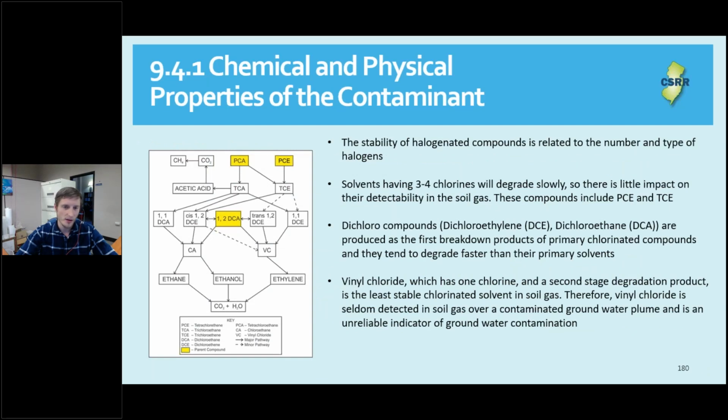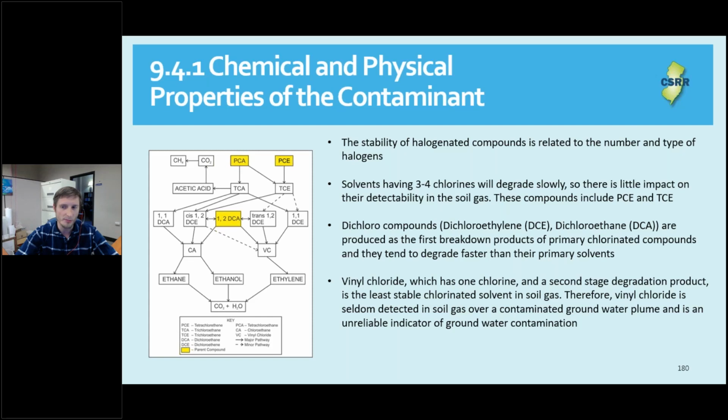This slide I'll be talking about chlorinateds. The image on the left shows the breakdown products of the various stages of chlorinated compounds. So PCA, PCE, and TCE break down into the dichloro compounds, which break down to vinyl chloride, and they break down even further. You need to keep in mind that the stability of a halogenated compound is related to the number and type of halogens. Solvents that have 3 to 4 chlorines degrade more slowly, so there is little impact on their detectability in soil gas. Those compounds are PCA, TCA, PCE, and TCE.